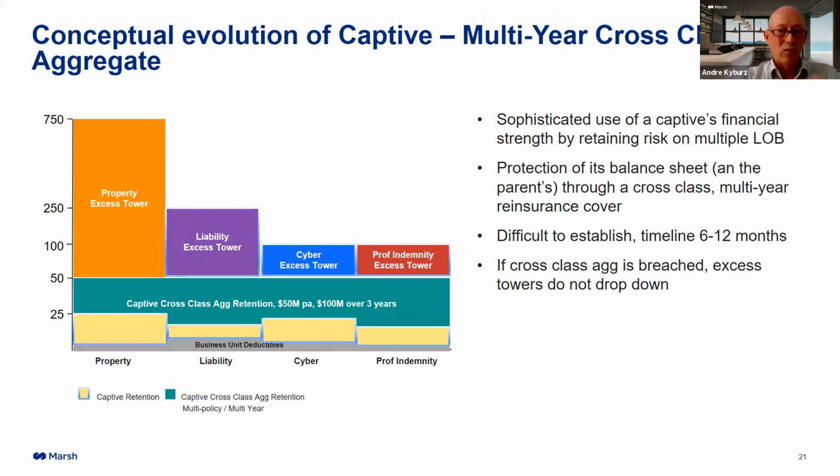And one of the downsides is if the cross-class aggregate reinsurance deal is breached, then of course the excess towers do not traditionally drop down. So you might still be exposed to a gap if you have multiple losses or an aggregate loss that's in excess of that cross-class reinsurance deal. But this is very sophisticated, can be done, takes time, and has its downsides as well.